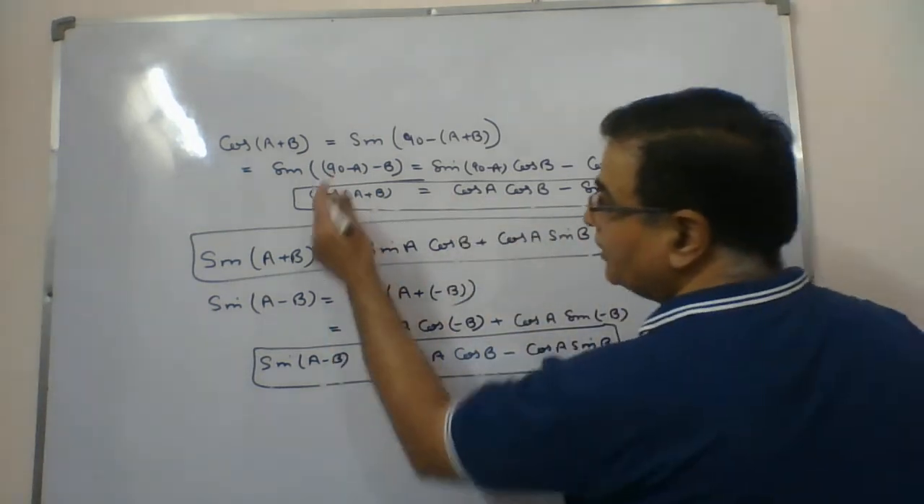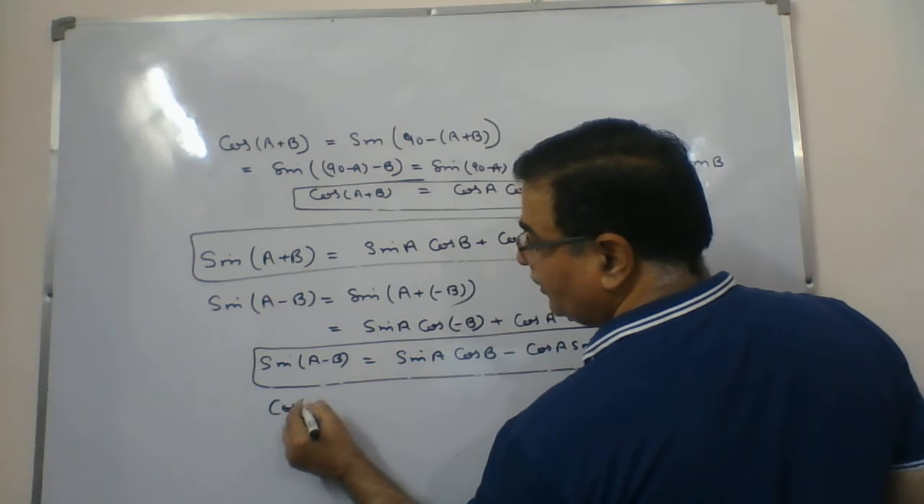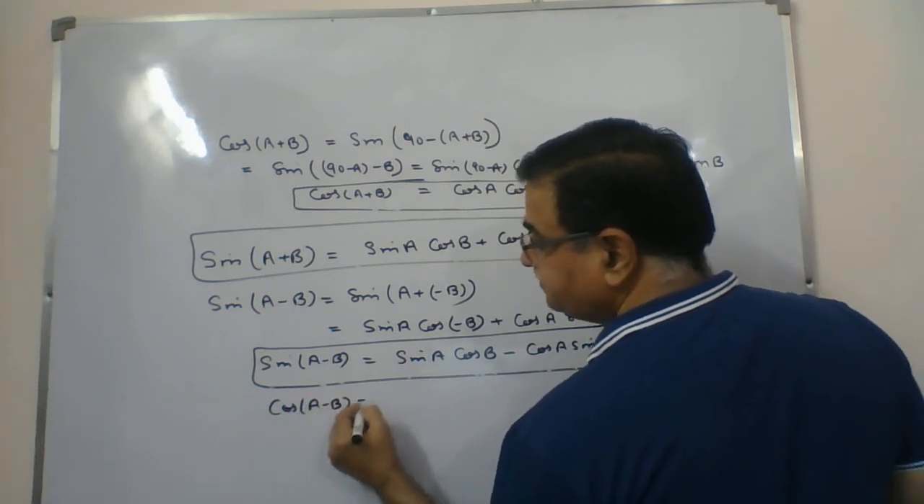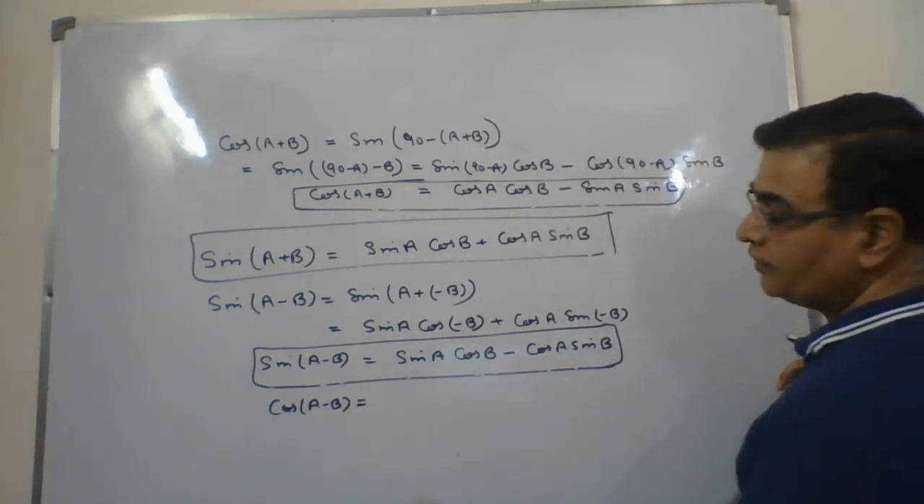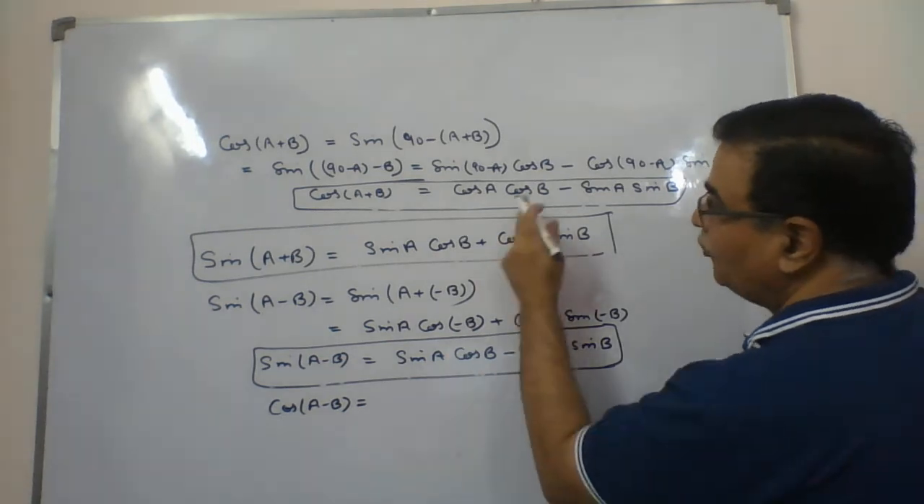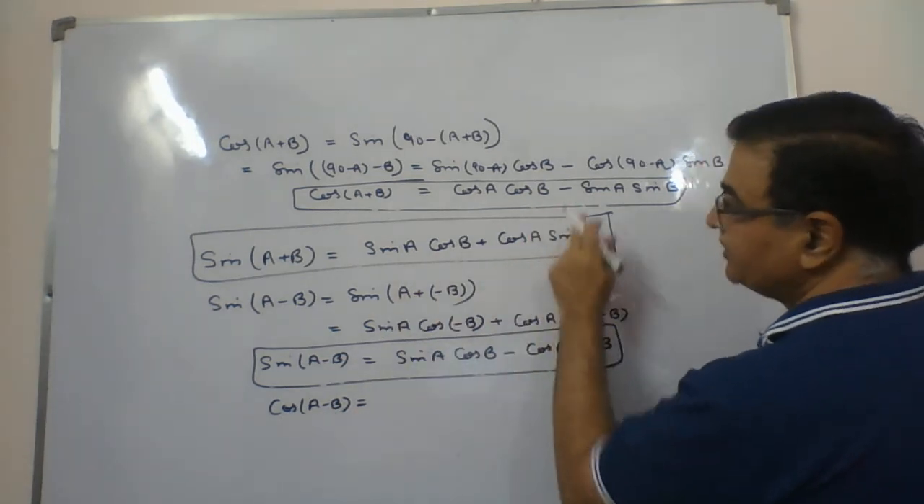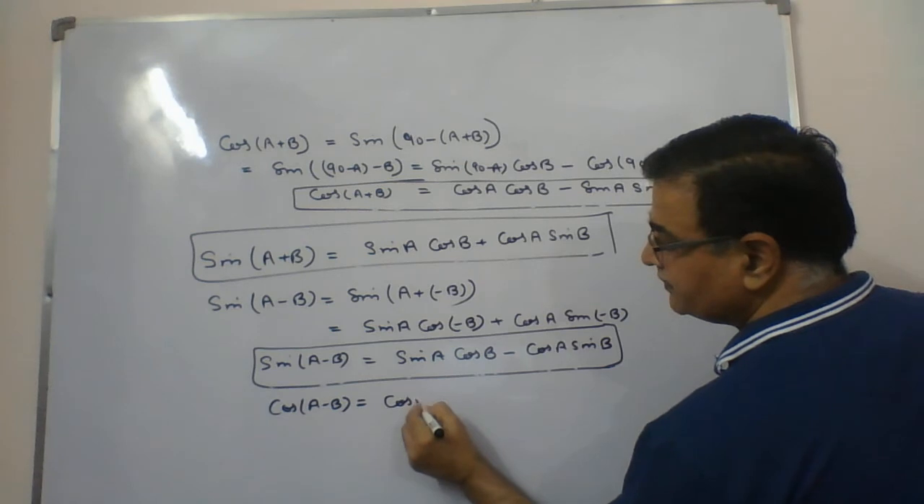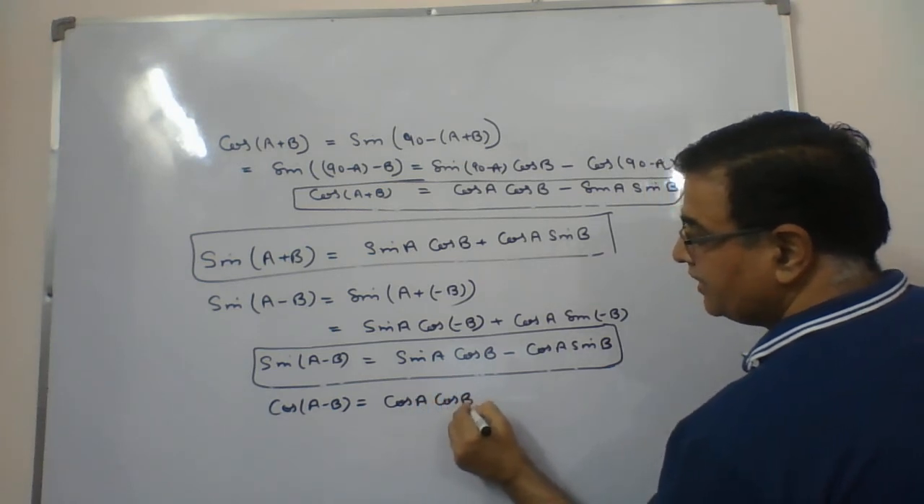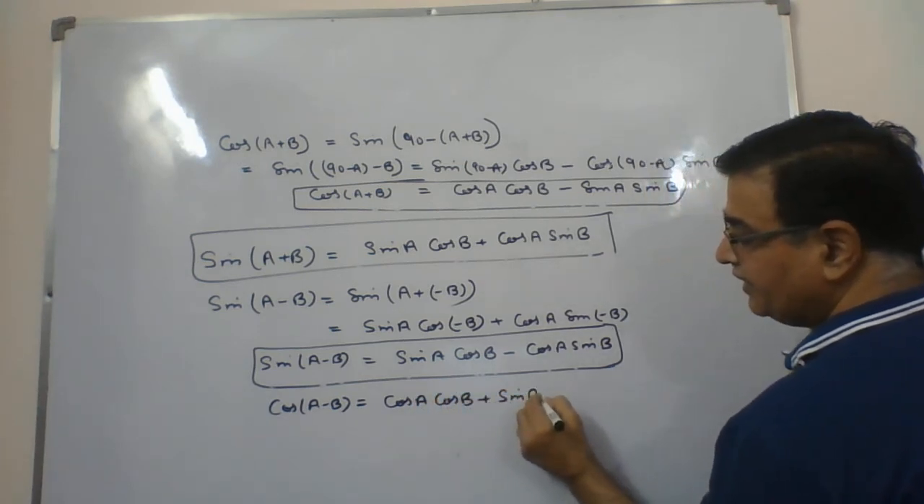In the same way, if you go for one more formula, cos of a minus b. When I take the cos(a-b) formula, what change will be here? If it is minus, then this comes out to be plus. So it will be cos a cos b plus sin a sin b.